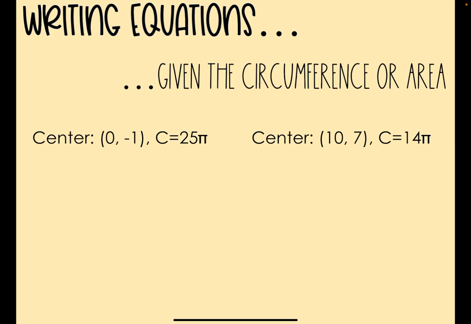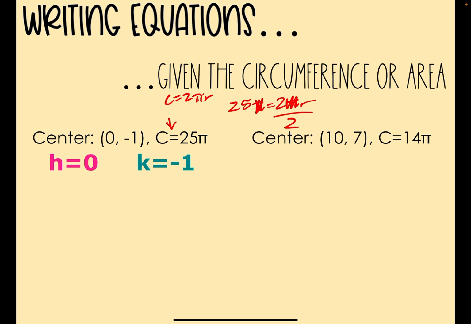All right, next up, this is actually getting easier now. So given the circumference or area, I want to remind you that the formula for circumference is 2 pi r. And we're looking for the radius, which means you can set these equal to each other. So 25 pi is equal to 2 pi r. The pi's on each side are going to cancel out because we're only looking for that radius. Divide both by 2, and you get that r is equal to 25 halves, which is really just 12.5. And that's an exact version of that.